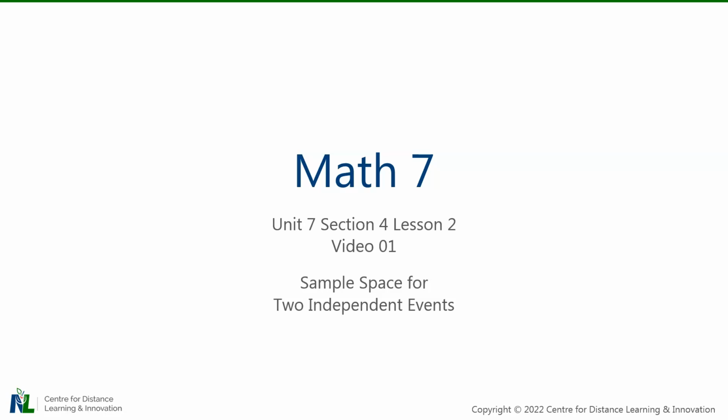In the second lesson of Section 4 in Unit 7, we are going to learn about sample space and how to create a sample space for the occurrence of two independent events. Neatness and organization will be important here. The use of a straight edge is strongly encouraged.